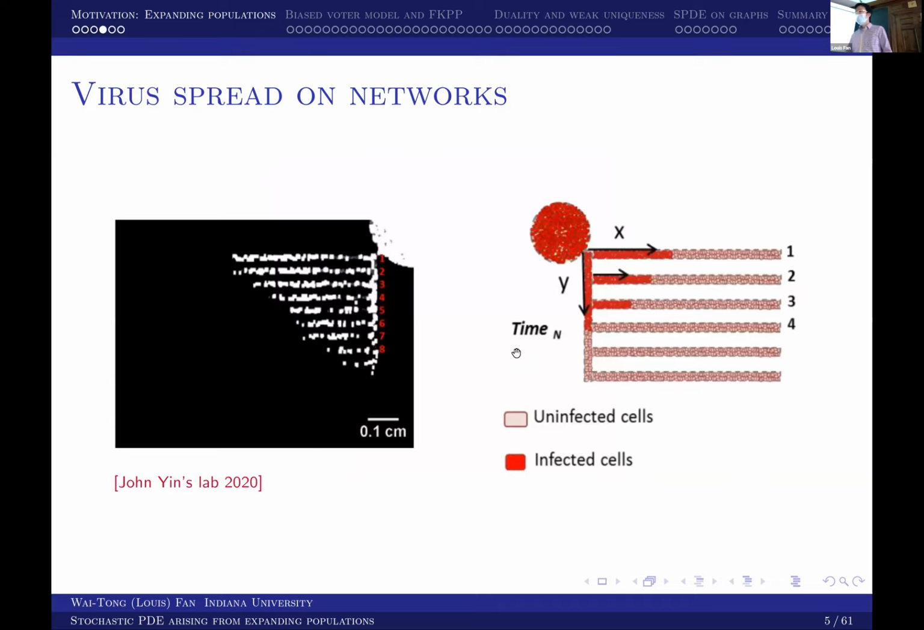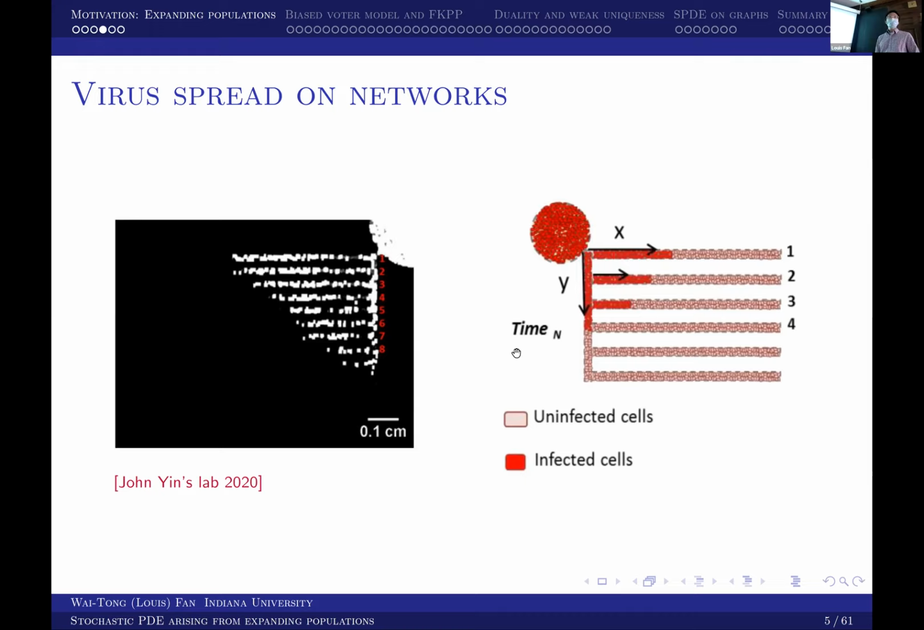Virus spread can also be performed on network structures. Here, instead of a petri dish, the container of the cells is this kind of micro channel, where the cells are situated in micro patterns of different graphical structure. Then virus infections are systematically initiated and observed. This is John Yin at the University of Wisconsin? Yes, exactly, that's him. He's great.